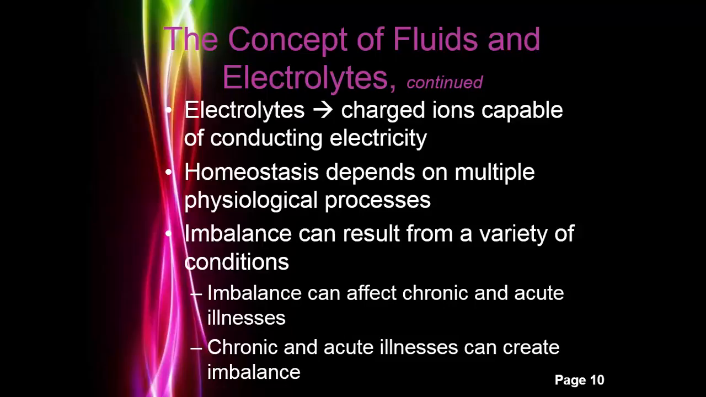They can affect chronic and acute illnesses, and these chronic and acute illnesses can create these imbalances. So some of your conditions: acute could be dehydration, chronic could be renal failure. Even the processes of daily living, such as excessive temperatures or vigorous activity, can disturb balance if adequate water and electrolytes are not maintained.